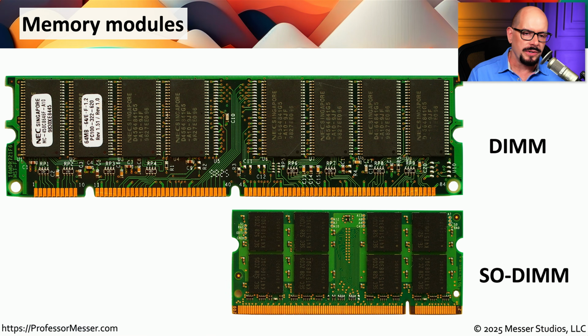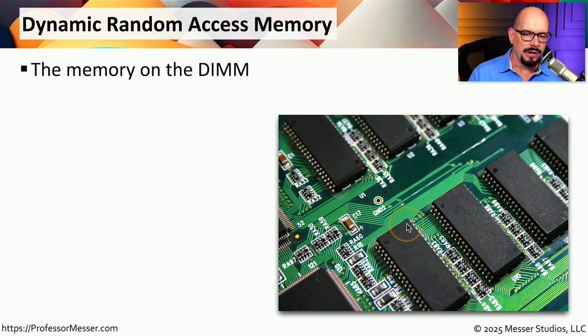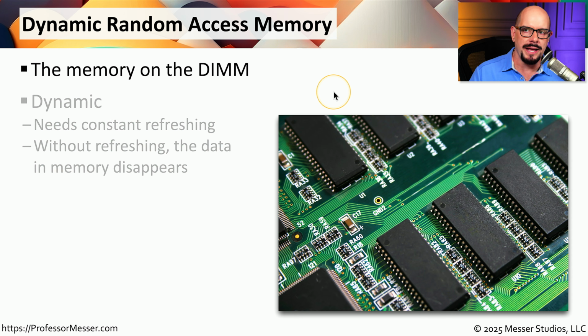Here you can see the difference in size between a DIMM, which is the longer module on the top, and a SO-DIMM. You can see that the smaller size of the SO-DIMM does make it a better choice for mobile and laptop devices. On the DIMM are installed individual memory chips. Those chips are dynamic random access memory.